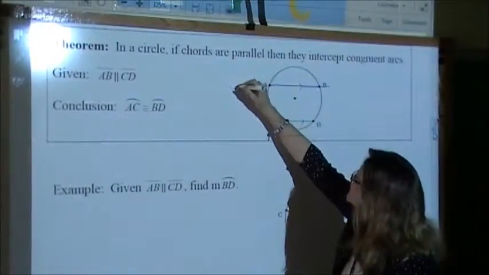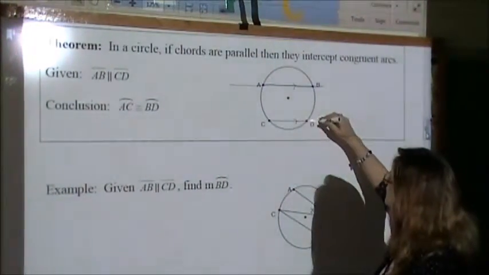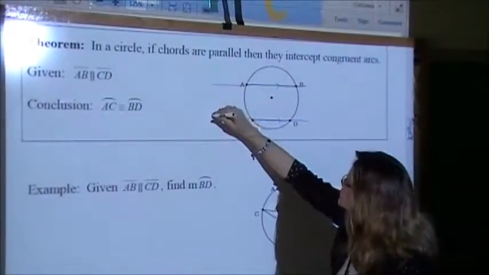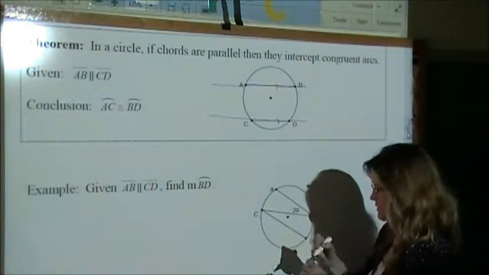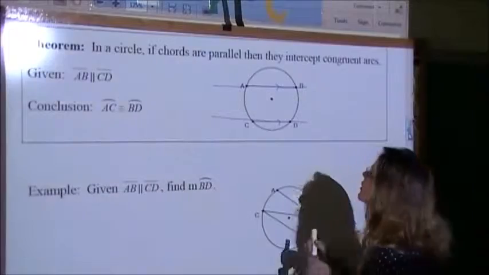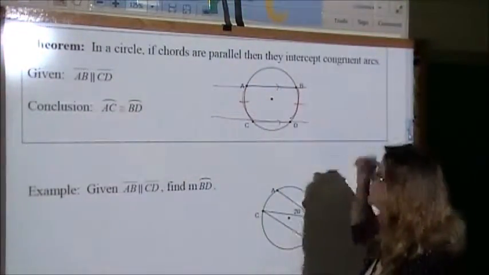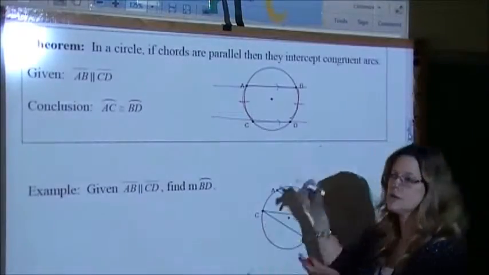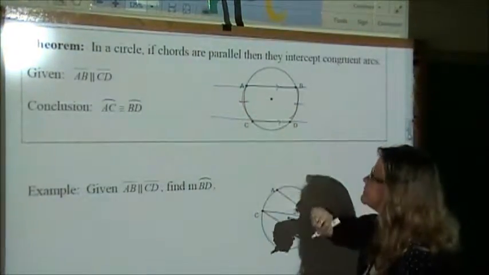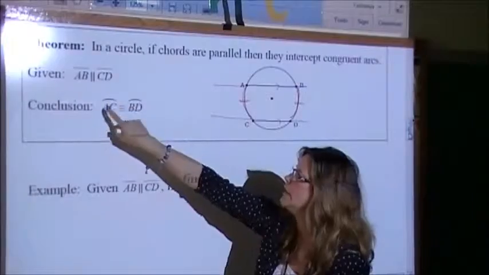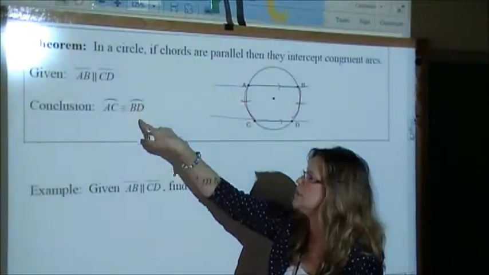This line segment is cutting the circle into pieces. If these two are always the same width apart from each other, it makes congruent arcs. And just like when we used to mark congruent segments, you can mark congruent arcs with the tick mark. So that's our conclusion. Arc AC is congruent to arc BD.